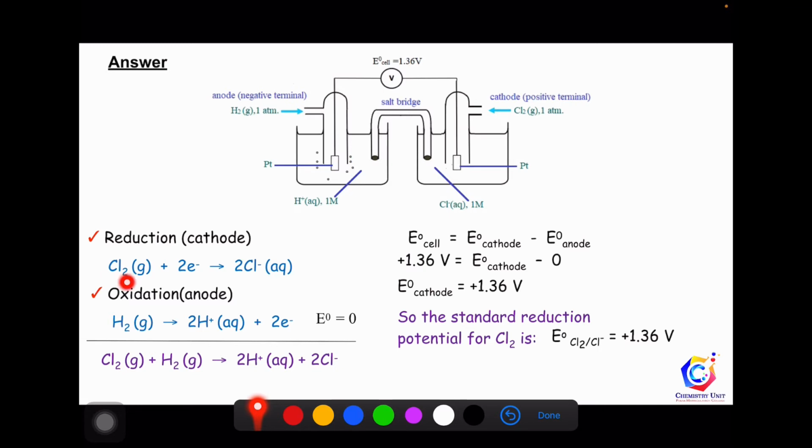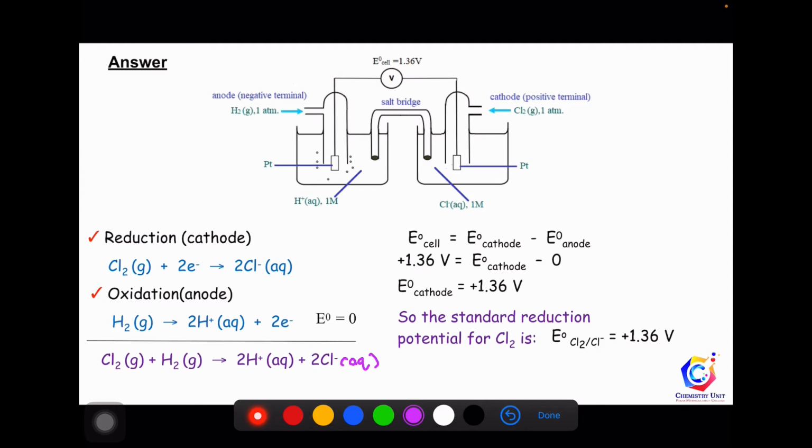So at cathode, it would be chlorine gas taking in 2 electrons to be converted into 2Cl minus aqueous. For anode, the oxidation of hydrogen gas to 2H plus aqueous releasing 2 electrons occurs. And this is the standard hydrogen electrode. Therefore, it has a standard electrode potential of 0 volts. The overall chemical equation for this electrochemical cell would be Cl2 gas plus H2 gas to produce 2H plus aqueous plus 2Cl minus aqueous.